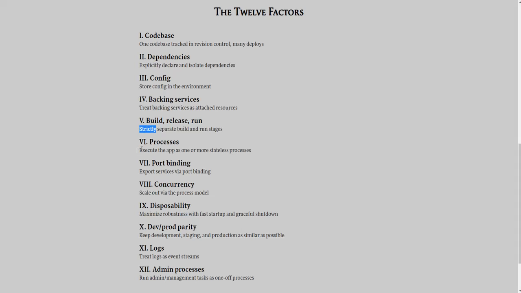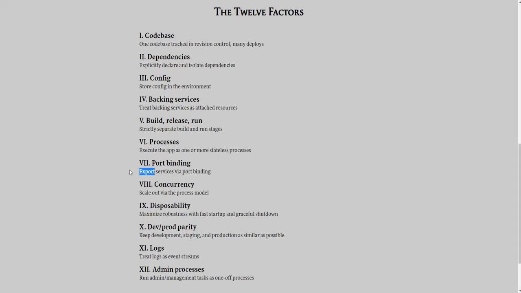Then the next one is processes, which is the fifth point. Processes means executing the app as one or more stateless processes. And then the next point is port binding. Port binding is nothing but our application running on different ports.